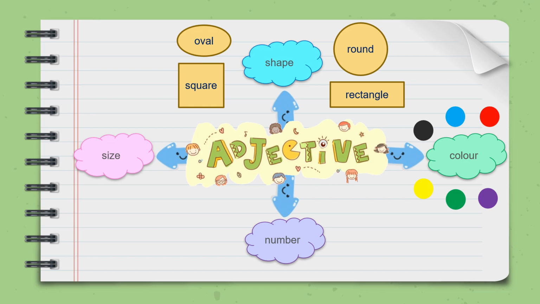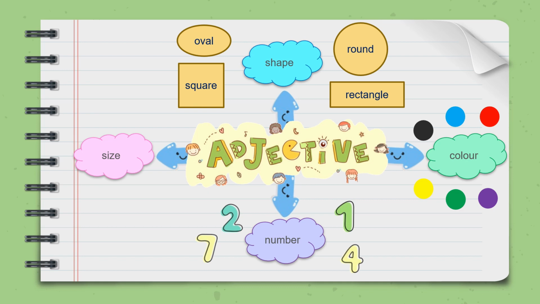Moving on to the next category, which is the number. Example number 1, 2, 4, 7, 100. What other numbers can you think of? Yes, there's 3, there's 5, there's 10, 20, and so many more.